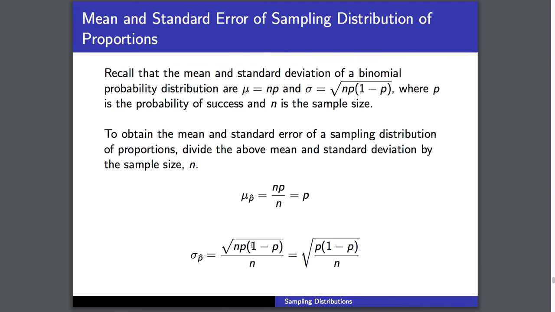Our standard deviation, if we take the square root of n times p times (1 minus p) and divide it by n, through a little bit of algebraic manipulation, we'll end up with the square root of our probability of success times our probability of failure, all divided by our sample size. To go from this part to this answer here, we could do a little bit of algebra and dividing by like radicals and things of that nature. But the standard deviation for a sampling distribution of proportions, again, is the square root of the probability of success times the probability of failure, all divided by the sample size.